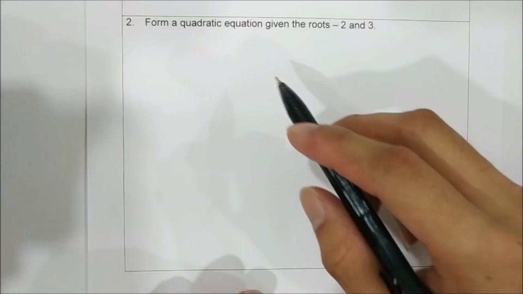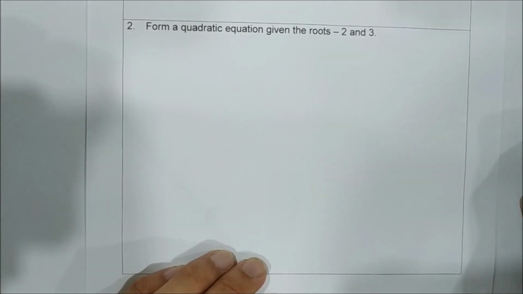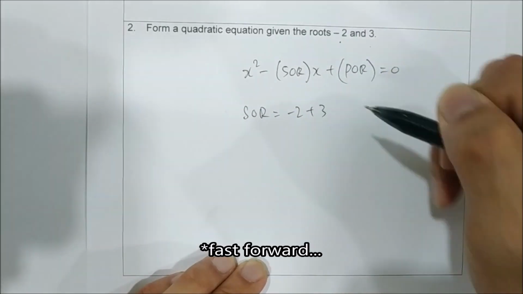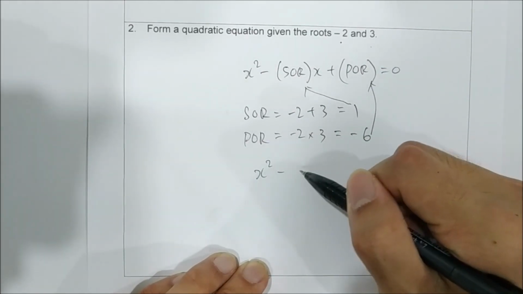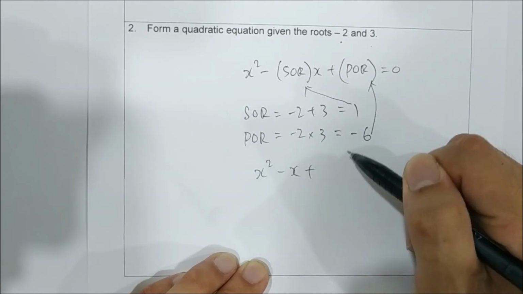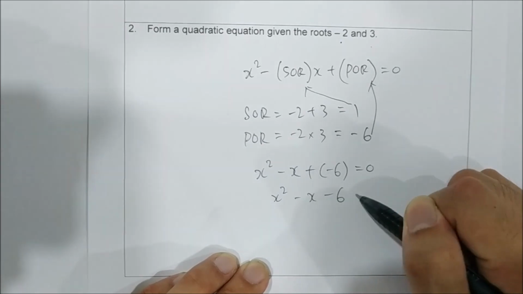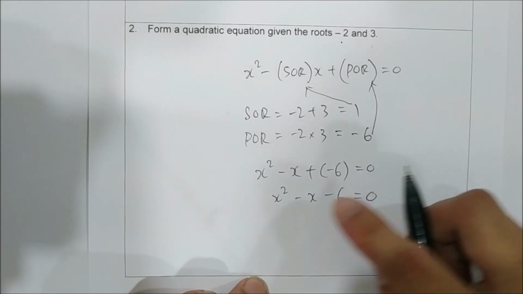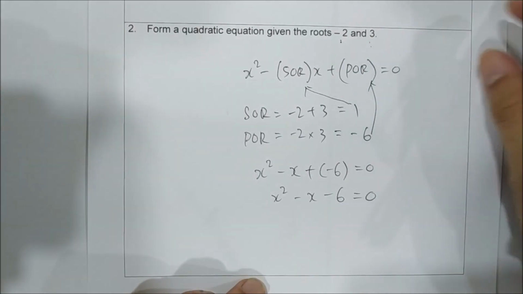So we continue with using the methods for another example. Form a quadratic equation given the roots negative 2 and 3. I'm going to use method number 2 here. You get x squared minus 1x, which is x, plus negative 6 equals 0. So you get x squared minus x minus 6 equals 0. If you want to check whether this is correct, you can factorize this to try to find the roots, whether they are negative 2 or 3, to double check your answers.